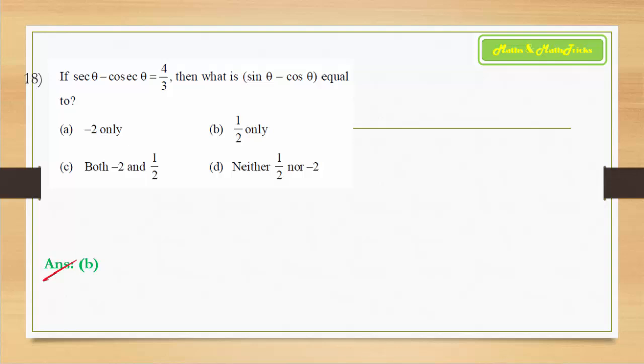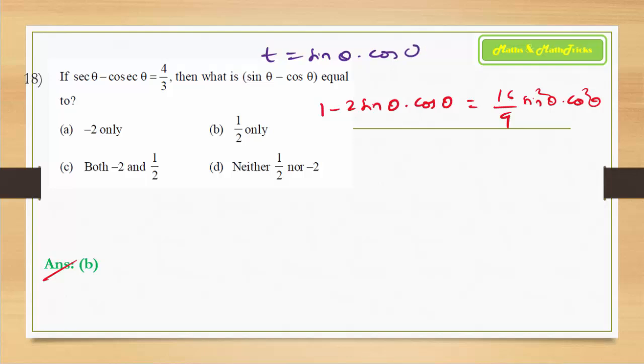So LHS after squaring will become 1 minus 2 sine theta cos theta, and RHS will become 16 by 9 sine square theta cos square theta. Now what I am doing is, I am taking t equal to sine theta into cos theta. So it will become 16t square minus 18t, sending 9 on the LHS side. Then minus this will become plus, bringing all terms to one side, then minus 9 equal to 0.